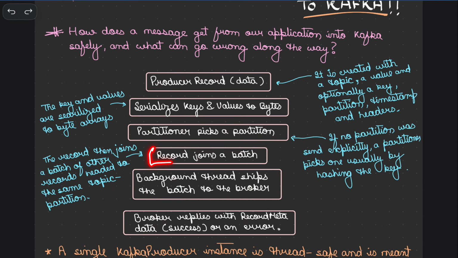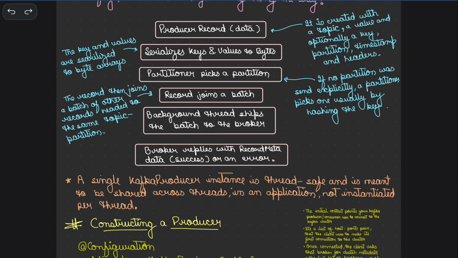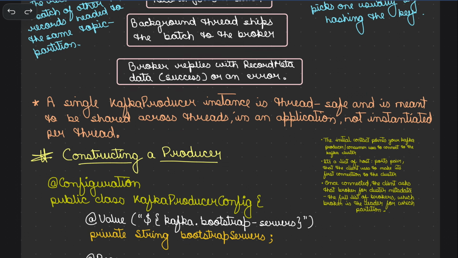Did you understand? So the record joins a batch and a background thread ships the batch to the respective brokers, and the broker replies with record metadata, success or an error. I know that this still seems a little vague, but believe me, by the end of this video, you'll get a clear concept. So let's move forward.